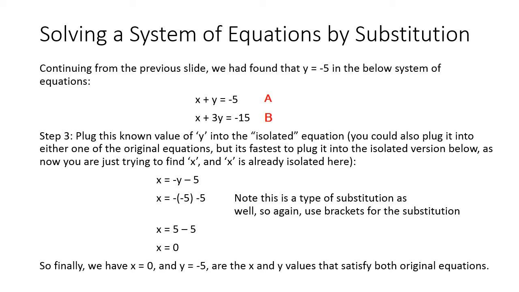Those are the x and y values that satisfy both equations a and b above. So if you plug x of 0 and y of -5 into the first equation, you'll see that it goes to -5, and x of 0 and y of -5 into the second equation, you'll see that that goes to -15. So that's an easy way to check. Did you get the correct solution for the x and y values? Do they satisfy both of these equations?